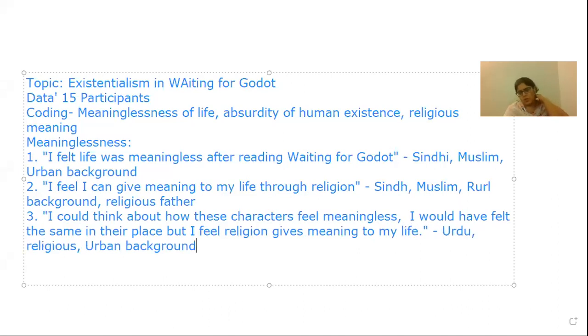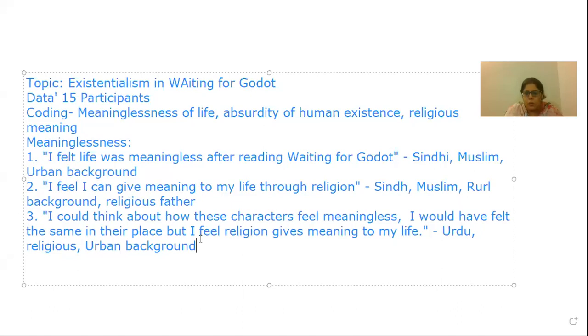All right. So it could go on. Imagine that there are 3 more similar quotations. Now, under meaninglessness, you have these 3 quotations, and you can see that this person is saying that life was meaningless after reading Waiting for Godot, whereas these 2 are saying that they could give meaning to their life with religion. Okay. And this person has a religious father, and this person is religious themselves.